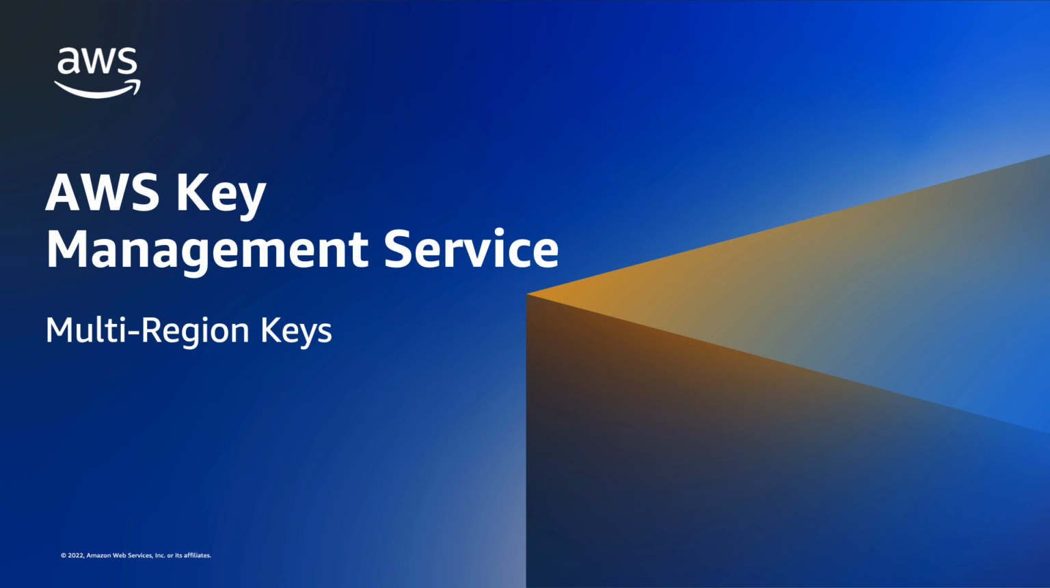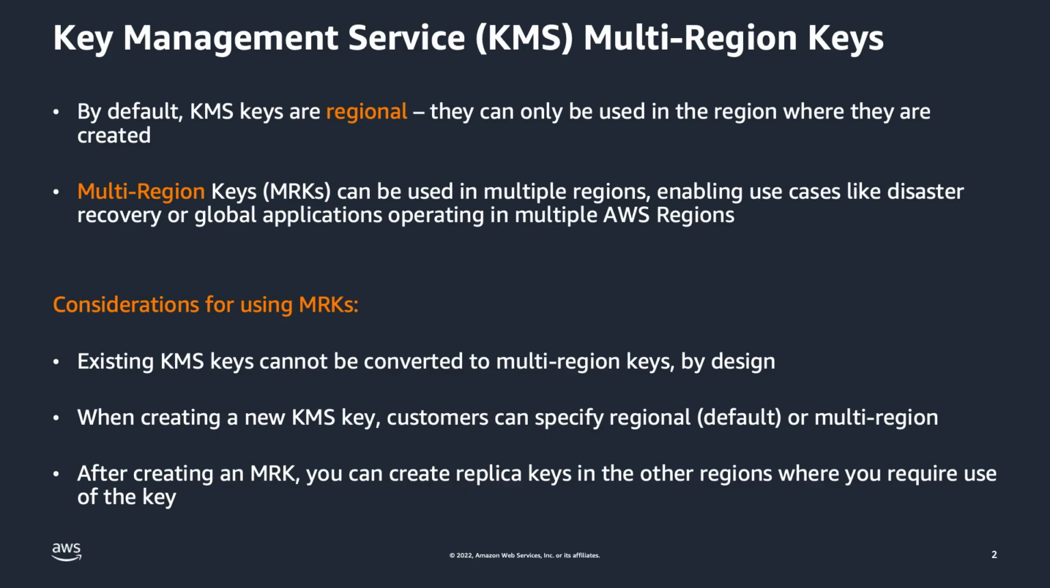Hello everyone. Today I'll be showcasing a new feature to AWS Key Management Service, multi-region keys. AWS Key Management Service, or KMS, now supports multi-region keys, a new capability that lets you replicate keys from one AWS region into another. With multi-region keys, you can more easily move encrypted data between regions without having to decrypt and re-encrypt with different keys in each region.